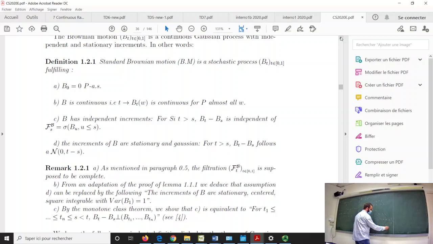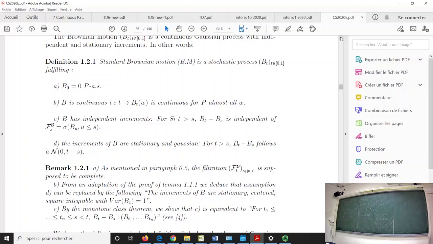What is the first one? The first expectation is 0, because the expectation of the product is the product of the expectations, each of them being equal to 0. And this one is S, because BS follows N(0,S), so its variance is S. At the end, I prove that if I suppose T is strictly greater than S, the number I obtain is the minimum between T and S. So I have proved everything here.